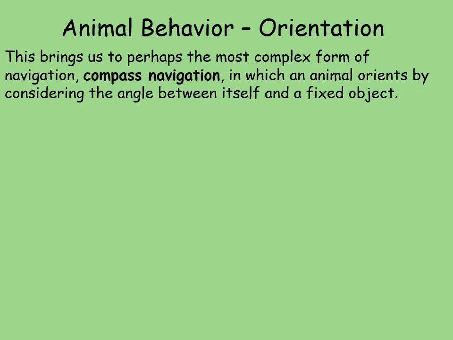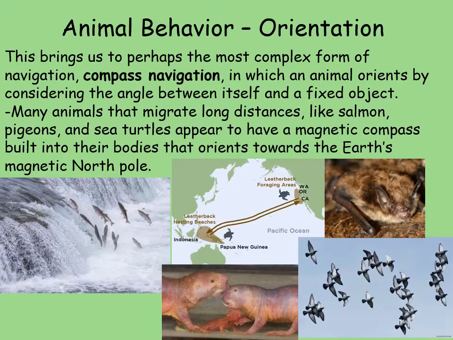So this brings us to perhaps the most complex form of navigation, which is compass navigation. In this case, an animal orients by considering the angle between itself and a fixed object. So it's as if you are using a compass that you're holding onto in order to navigate.